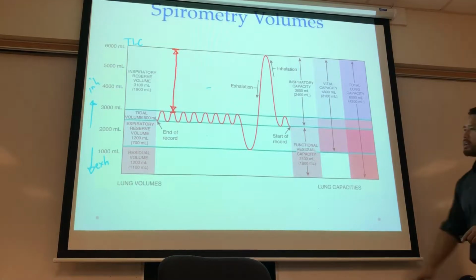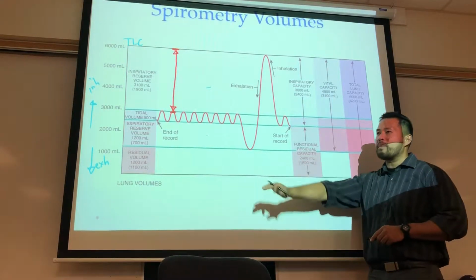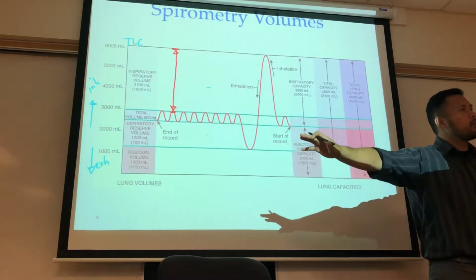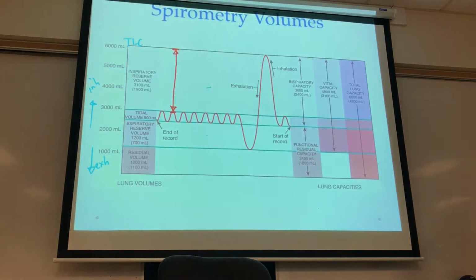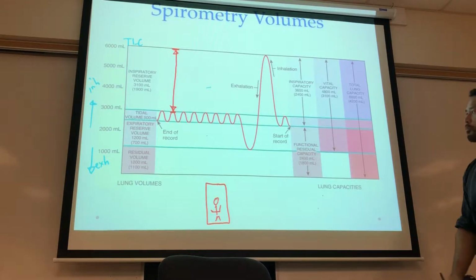With residual volume, there's no real way of measuring that with any of these machines. There is a machine you can use called a body plethysmograph. It's basically a chamber, a telephone booth looking thing that you go into, and it locks you into this little chamber, and they have you do some normal breaths.